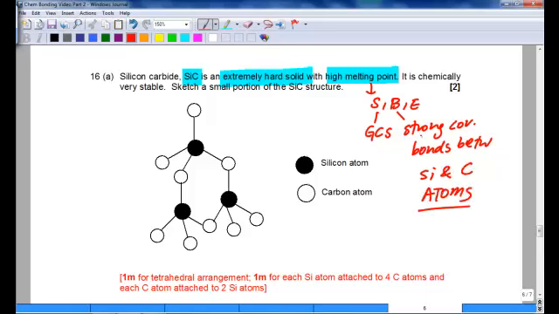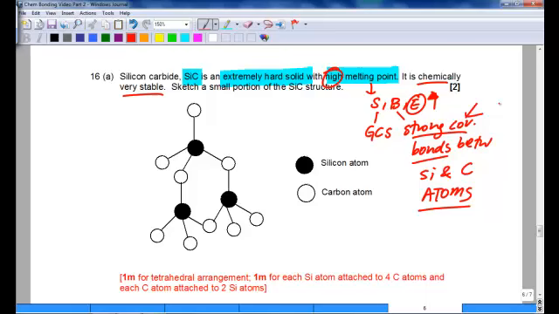The strong covalent bonds require a large amount of energy to break, so of course you have a high melting point. Just a quick recap. It is chemically very stable because it requires a large amount of energy to overcome the strong covalent bonds.